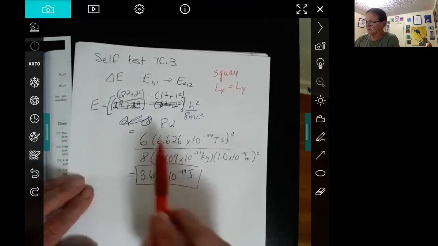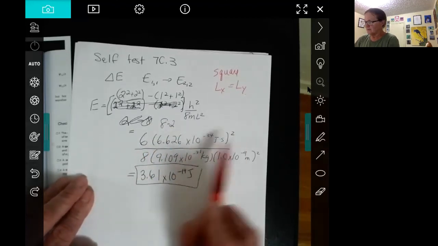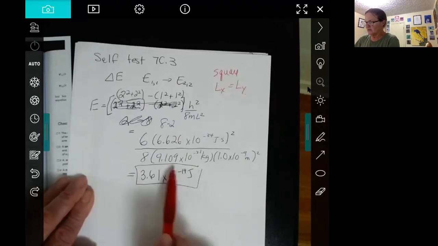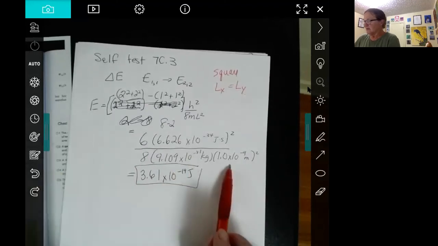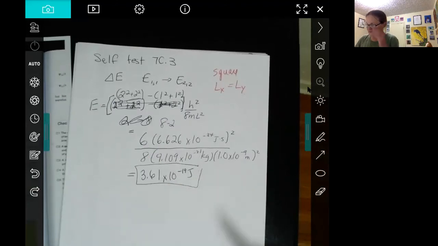So we end up with 8 minus 2, which is 6. So 6 times Planck's constant squared over 8 times the mass of an electron times the length of the box squared gives you 3.61 times 10 to the minus 19 joules. Your book gives it in different units, but it's the same number as I got.